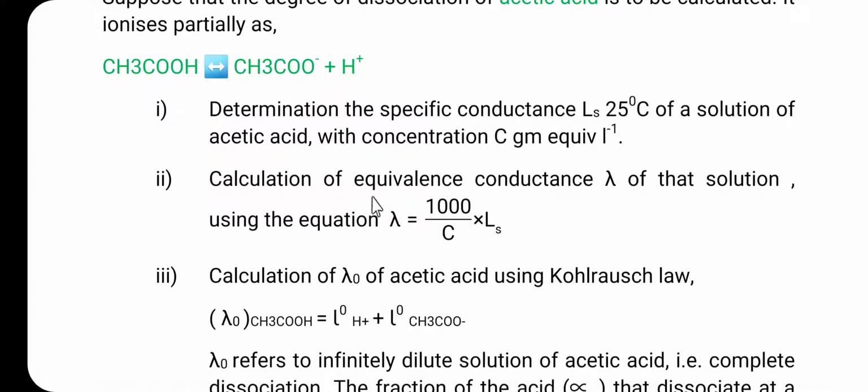Then the second step is the calculation of the equivalence conductance, that is lambda, of that solution using the equation. Here lambda is the equivalence conductance, and lambda is equal to 1000 divided by C into LS, where LS is the specific conductance. The specific conductance calculated in the first step is substituted here, while C is the concentration. So C and LS are substituted in this formula, and lambda, that is the equivalence conductance of the acetic acid, is calculated.